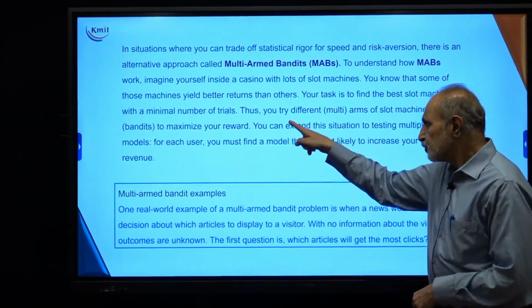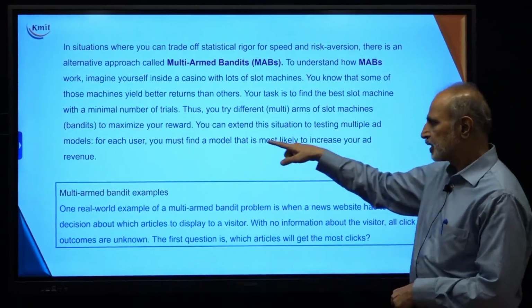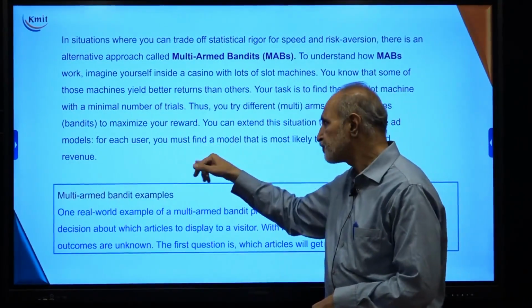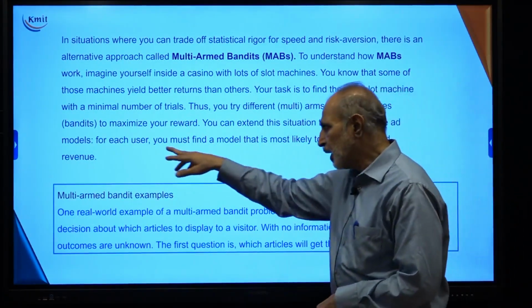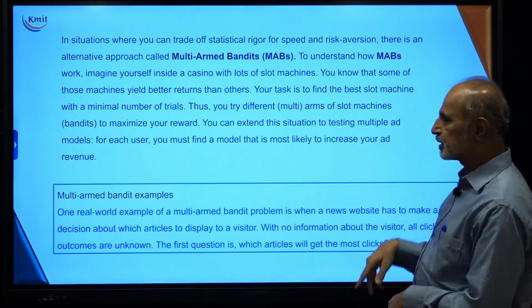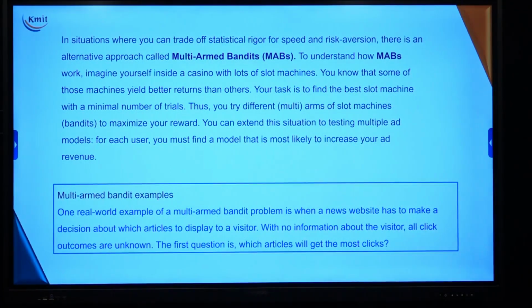Thus, you try different or multiple arms of a slot machine, that is the bandit, to maximize your reward. So, what is your reward? I should win. You can extend this situation to testing multiple ad models. For each user, you must find a model that is most likely to increase your revenue. So, what is a multi-arm bandit example?